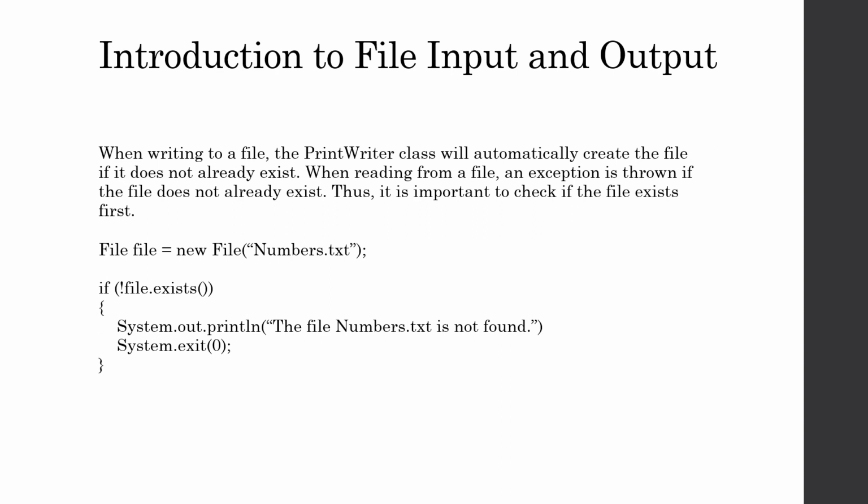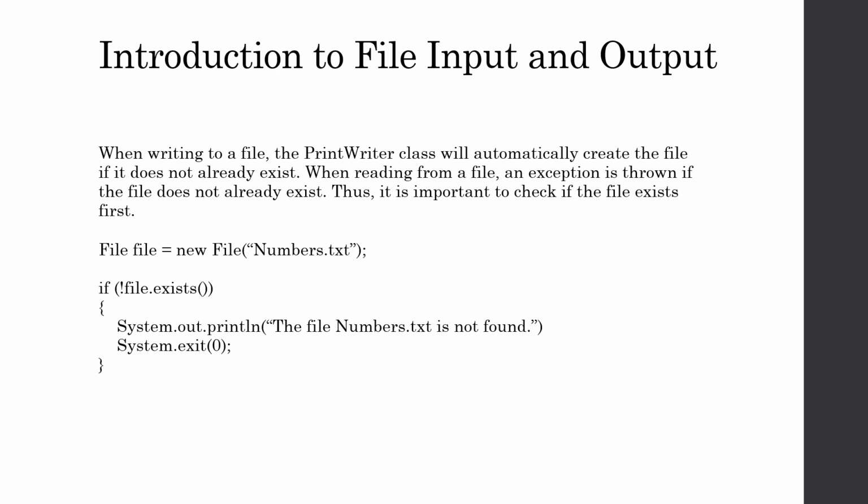So whenever we're writing to a file, the printer class will automatically create the file if it does not already exist. But if we're trying to read from a file and it doesn't exist, then an exception is going to be thrown. So it's going to be important to check if the file exists first. What we can do is create our file object, specifying the name or the path to that file, and then use the exists method on that file to determine if it actually exists or not.